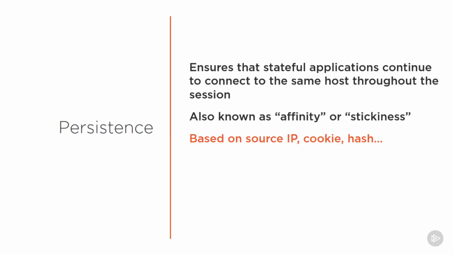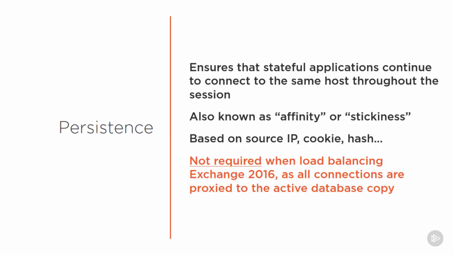Now that's not entirely foolproof. There might be multiple clients hiding behind that source IP address. It might be doing some natting. So in that situation, persistence based on source IP might actually result in unbalanced traffic distribution. So there's other mechanisms as well where sometimes the load balancer or the servers involved use cookies to identify specific client connections. But it's not particularly important with Exchange because persistence is not required when you're load balancing Exchange 2016.